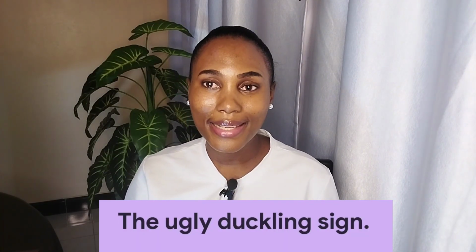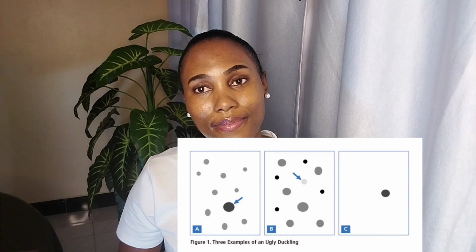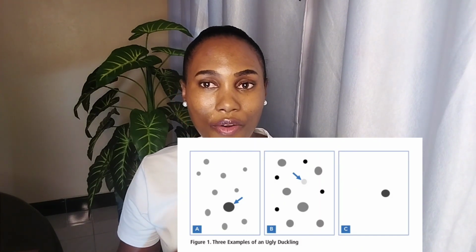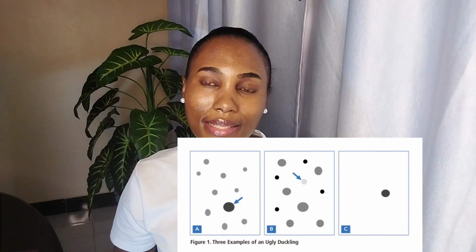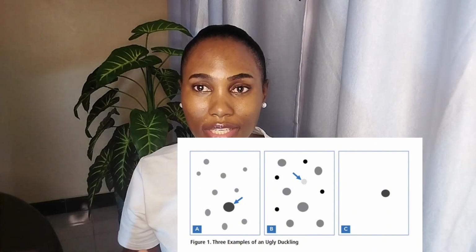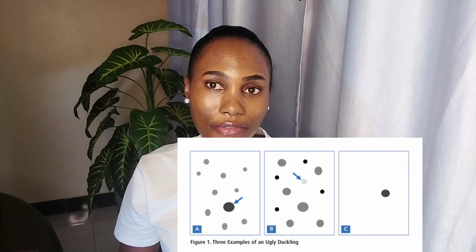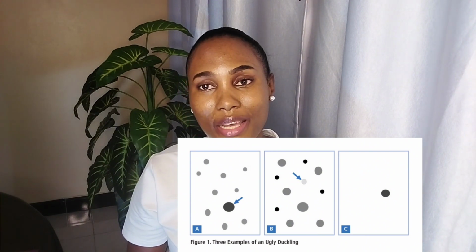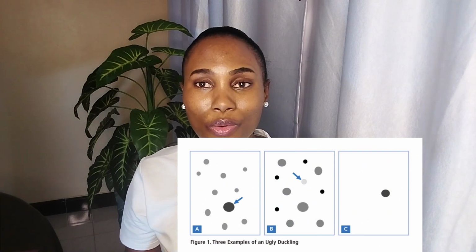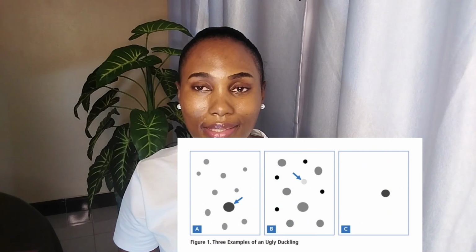The other thing that you should look out for is what we call the ugly duckling sign. The ugly duckling sign is always based on the concept that melanomas are going to be odd. They will stand out from the rest of the lesions. For example, the moles around, they are going to stand out. They are going to look odd man out.